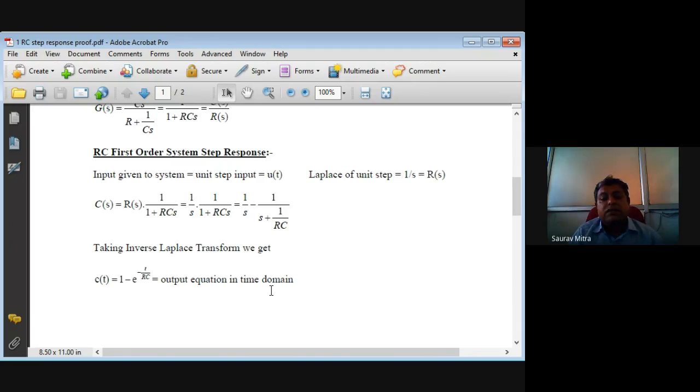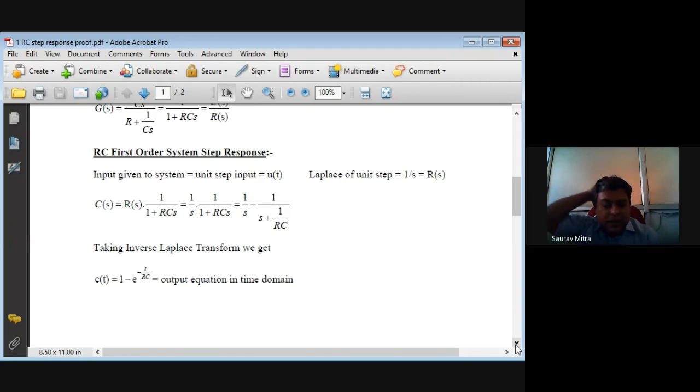If you are asked this proof, you have to start from the actual circuit. Then you are supposed to find C(s)/R(s). Then substitute C(s) equal to R(s) into the transfer function. Then substitute R(s) equal to 1/s, because R(s) is nothing but the Laplace transform of the input u(t). Then you find C(s) and take the inverse Laplace transform of C(s). What you get is c(t). So c(t) is 1 minus e raised to minus t/RC.